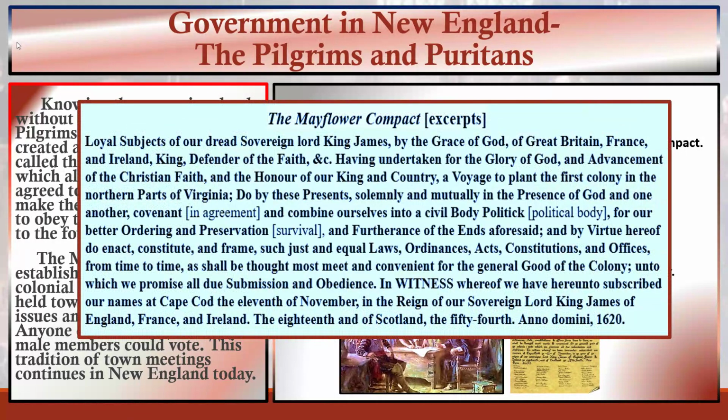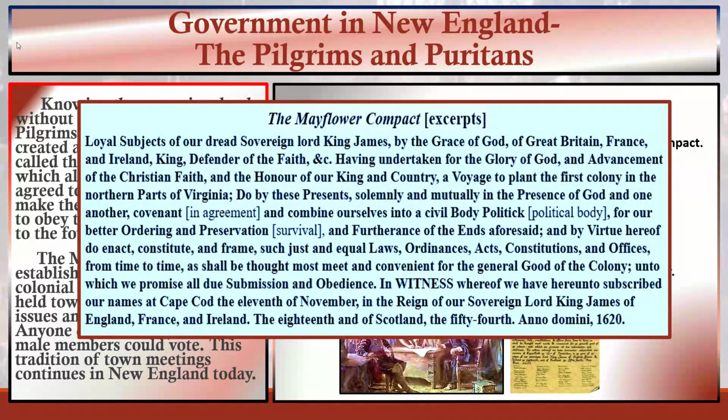Do by these presents, the people who are there, solemnly and mutually in the presence of God and one another, covenant in agreement and combine ourselves into a civil body politic. That's an interesting line. It's basically saying there that all here present are agreeing, as God is our witness, to have this agreement to form a political body. They're forming their own government. That's literally in the face of God, and with everyone present, they're going to form their own government for our better ordering and preservation, for our survival, and furtherance of ends aforesaid.